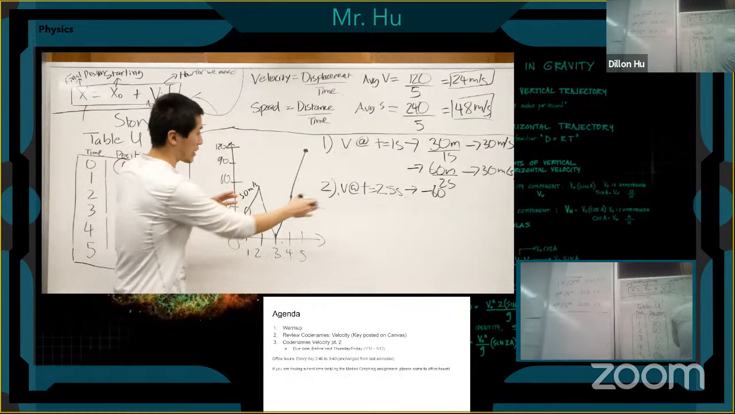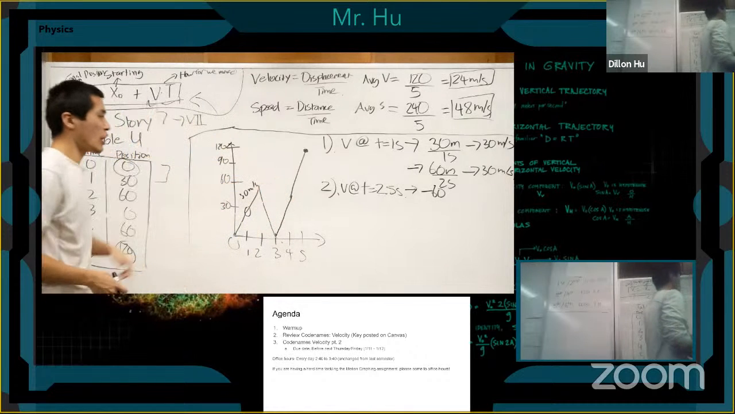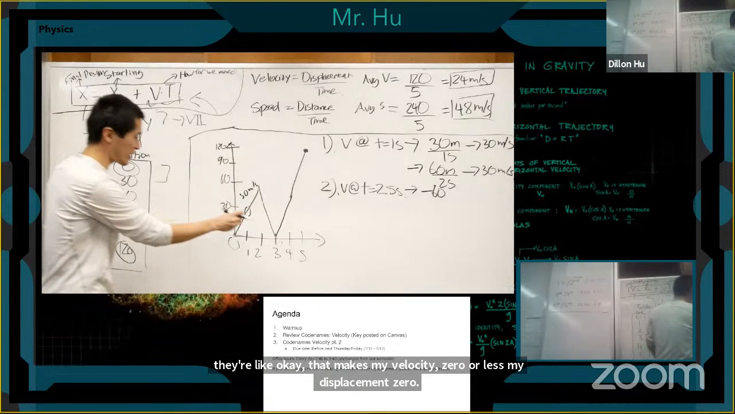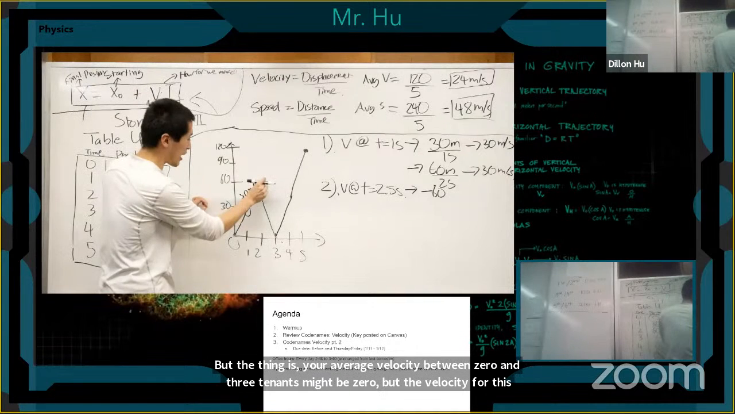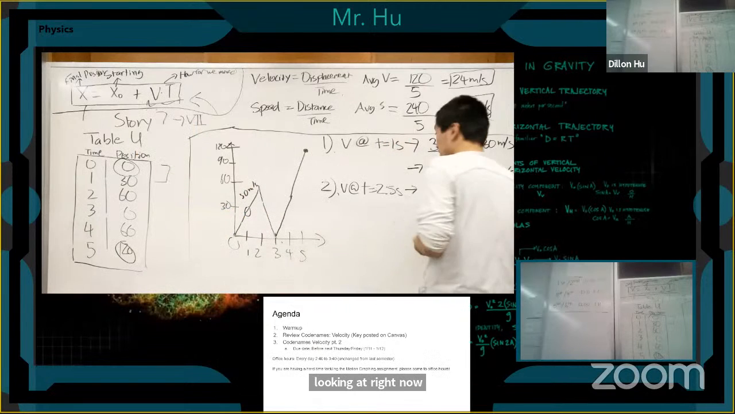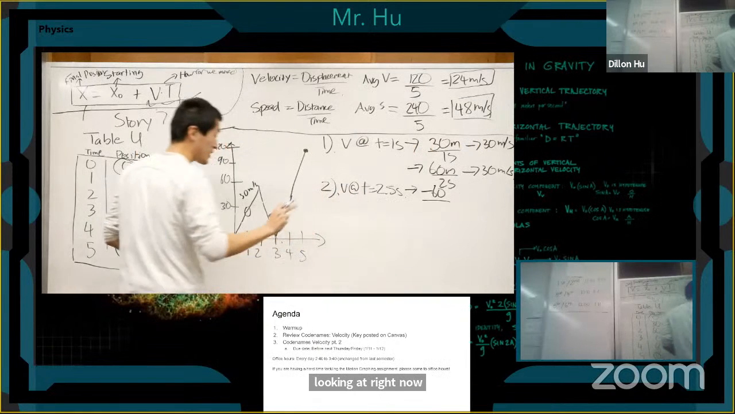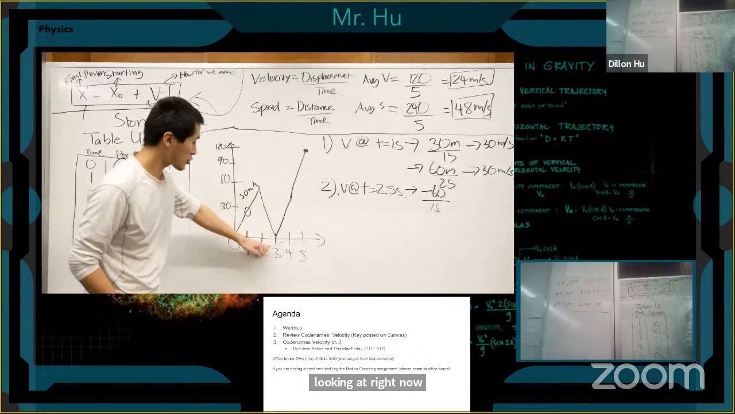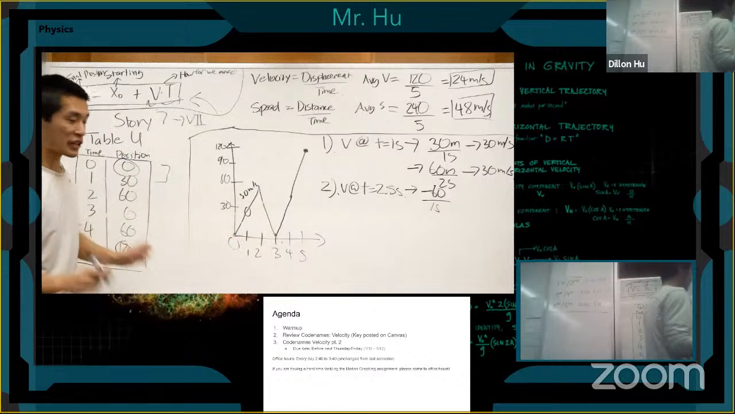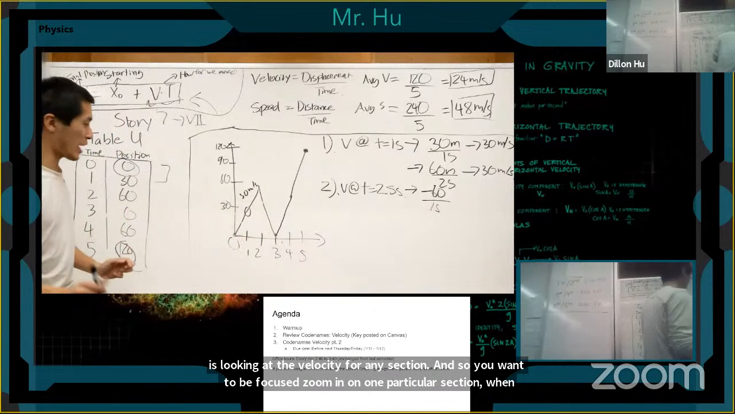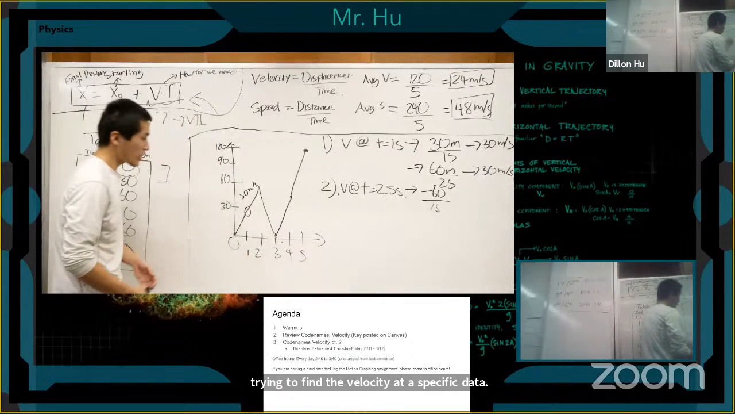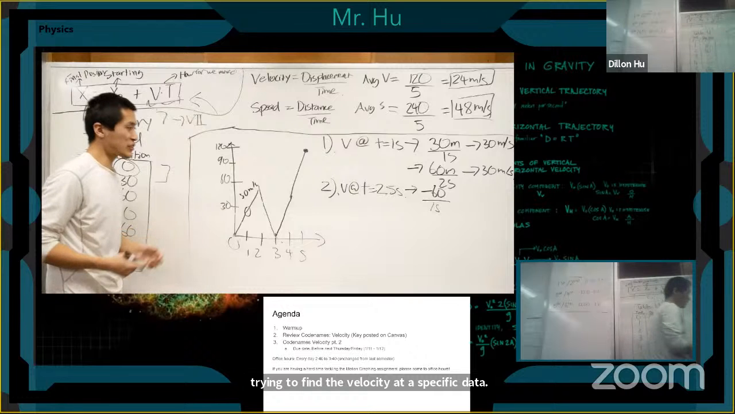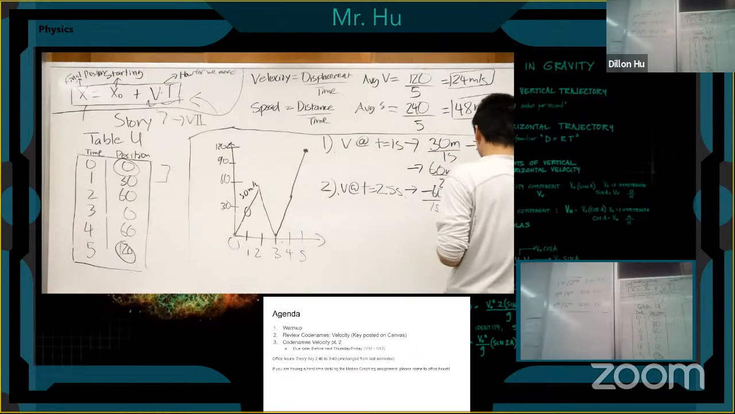So you want to be zoomed in on one particular section when trying to find the velocity at a specific data point. In this section here, I started at +60 and I went down to 0, so my displacement is -60. And I did this over not 3 seconds, I did this over 1 second, because I started going down at 2 seconds and I finished going down at 3 seconds. Another misconception is that a lot of people will say this whole thing took 3 seconds, or this whole thing took 2 seconds. But we really just want to look at how far did we go within the section. In this section, it only took me 1 second, and so my velocity here is negative 60 meters per second.